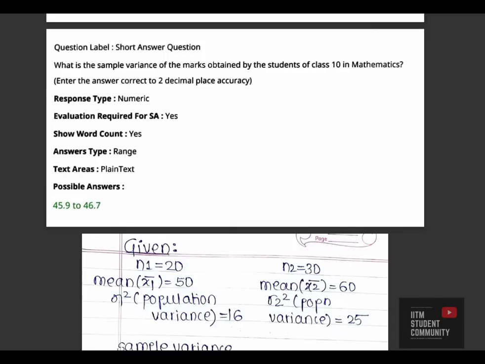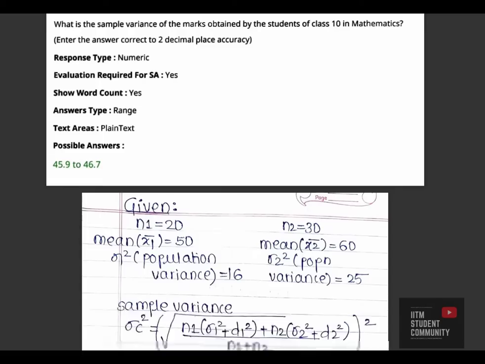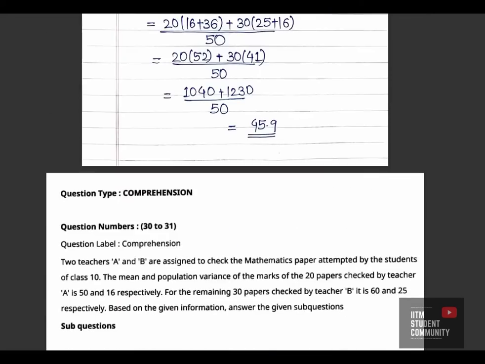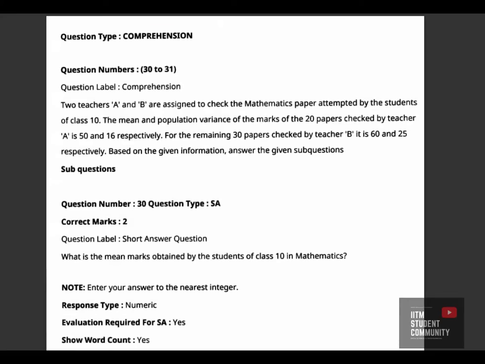Coming to the next question, what is the sample variance of the marks obtained by students of class 10 in mathematics? Okay, for this we are going to need data, which is over here. Yes, comprehension. So the question says, 2 teachers A and B are assigned to check the mathematics paper attempted by the student 10th. The mean and population variance of the marks of the 20 papers checked by teacher A is 50 and 16 respectively. For the remaining 30 papers checked by teacher B, it is 60 and 25 respectively. Based on the given information, answer the given sub-questions.